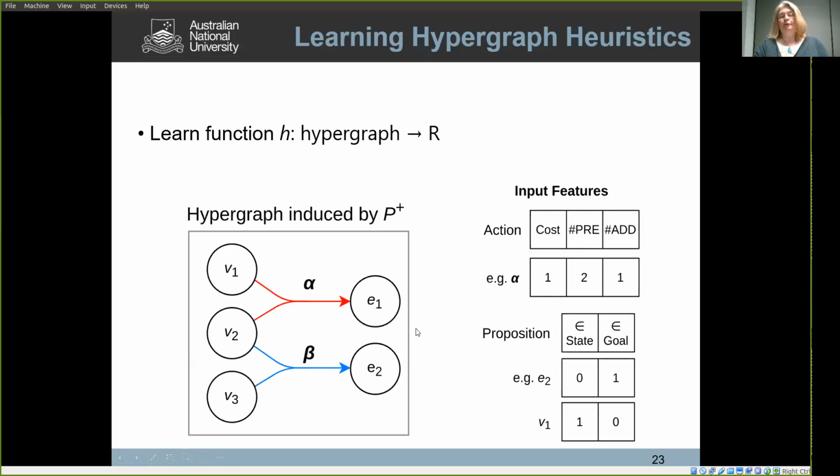Of course, the hypergraph is decorated with input features, and we use only domain-independent basic features. So for the vertices, we encode whether the proposition they represent is true or false in the current state and the goal. And for the hyperedges, we encode the cost, number of preconditions, and add effects of the corresponding action. We could have a much richer set of input features, but we didn't do that. It would be interesting, for instance, to experiment by adding the number of delete effects.